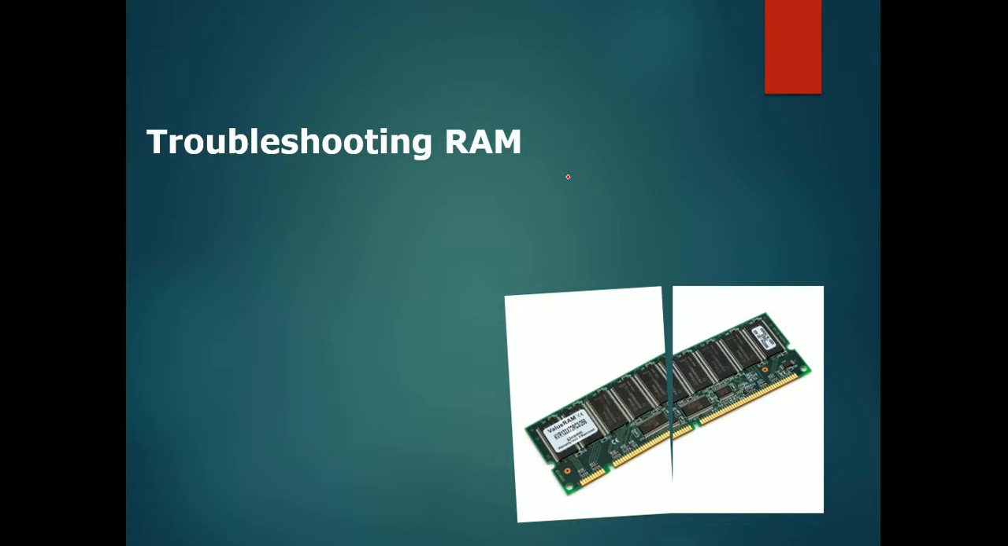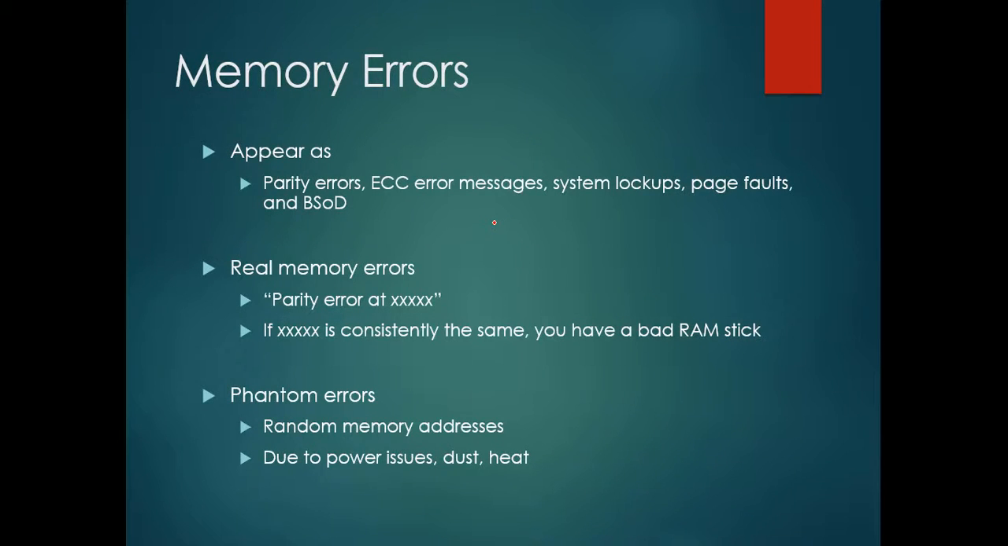Again, troubleshooting RAM. Memory errors can appear as parity errors, ECC error messages, system lockups, page faults, and BSOD. We have real memory errors also, like a parity error where consistently the same address appears, and you have a bad RAM stick. Hopefully you should not get this one anyway, but there are phantom errors also, random memory errors at random memory addresses. This may be due to power issues, dust or heat.